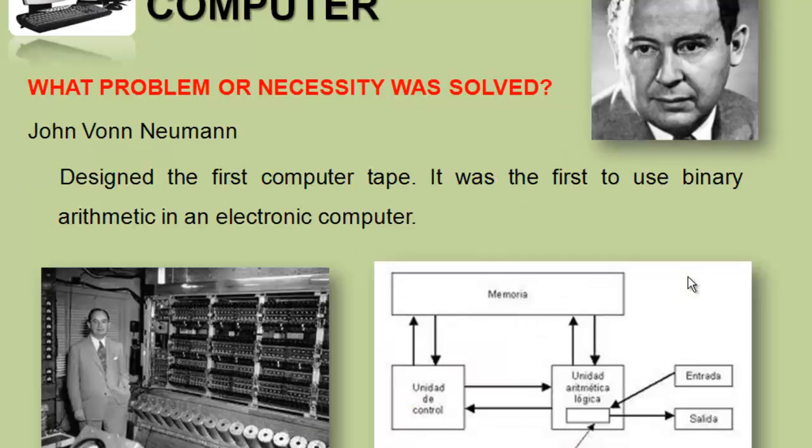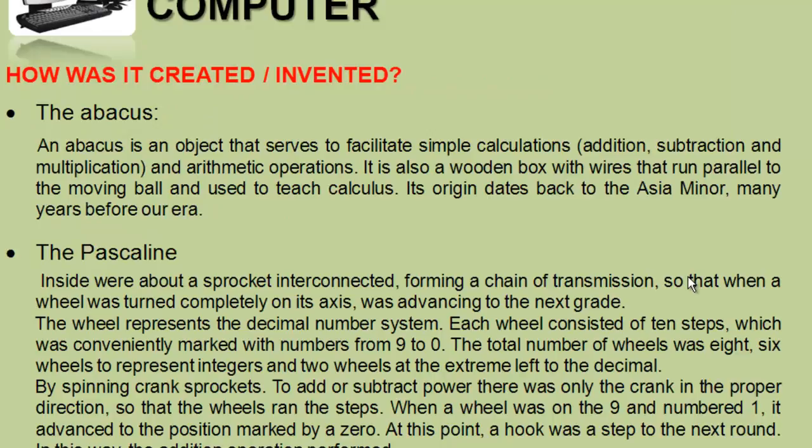John von Neumann designed the first computer tape. It was the first to use binary arithmetic in an electronic computer. How was it created or invented? The abacus. An abacus is an object that serves to facilitate simple calculations: addition, subtraction, multiplication, and arithmetic operations. It is also a wooden box with wires that run parallel to the moving balls and is used to teach calculus. Its origin dates back to Asia Minor, many years before our era.